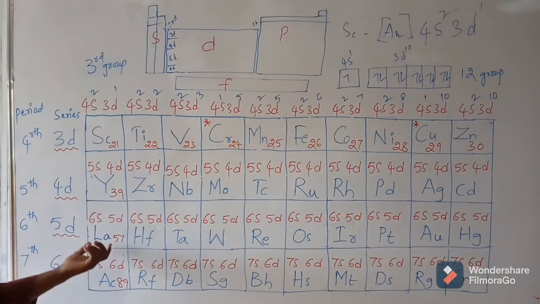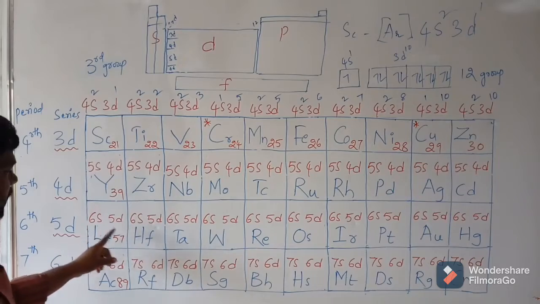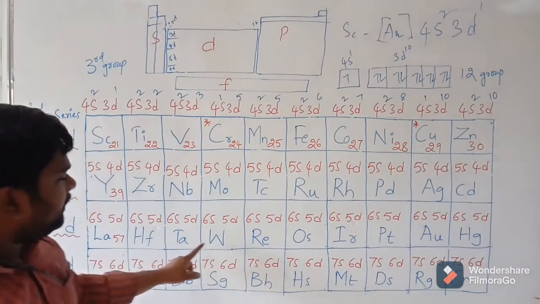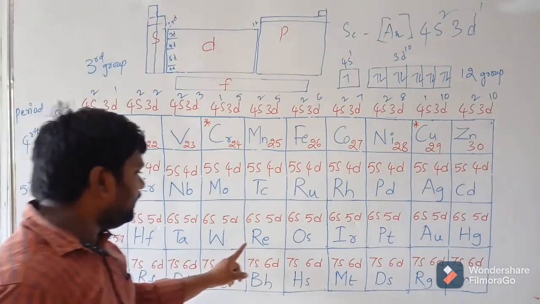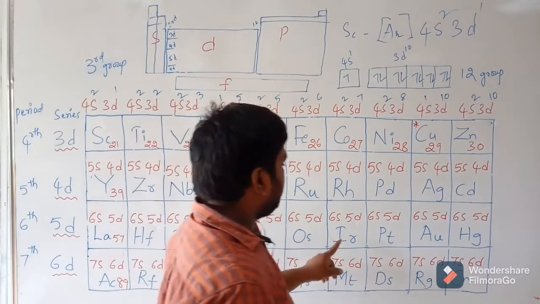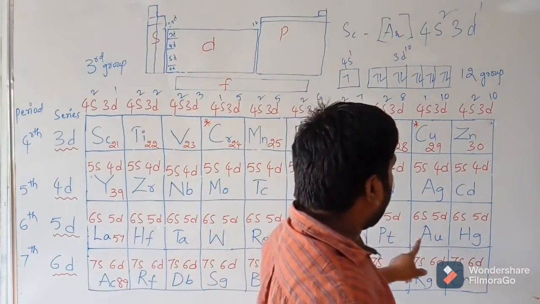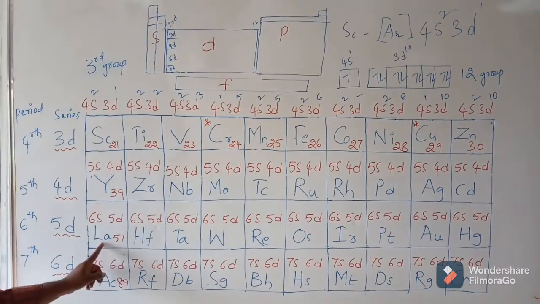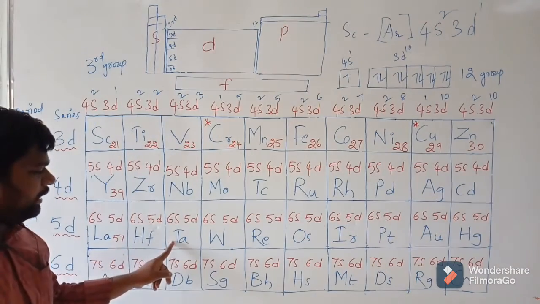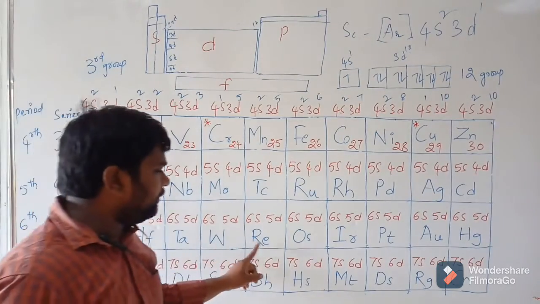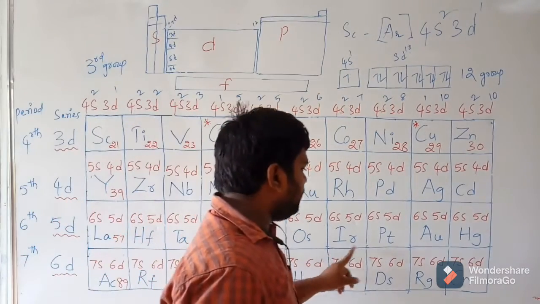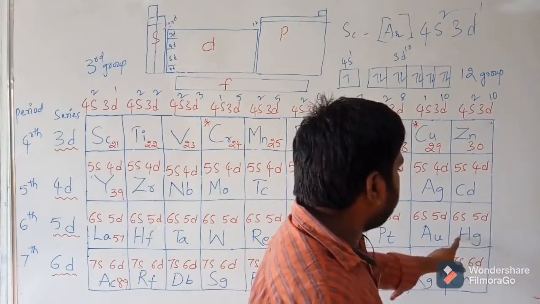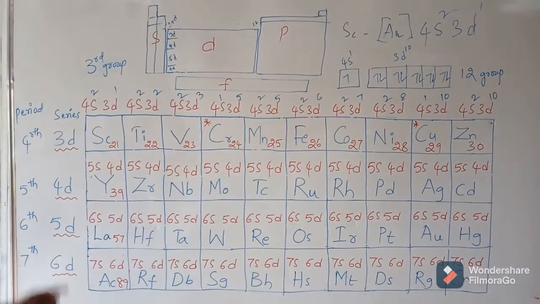After yttrium, the next one is lanthanum. Lanthanum starts from 57. Next is lanthanum, hafnium, tantalum, tungsten, rhenium, osmium, iridium, platinum, aurum, mercury. I once again repeat this one: lanthanum, hafnium, tantalum, tungsten, rhenium, osmium, iridium, platinum, aurum, mercury. So these are the 5d series elements.